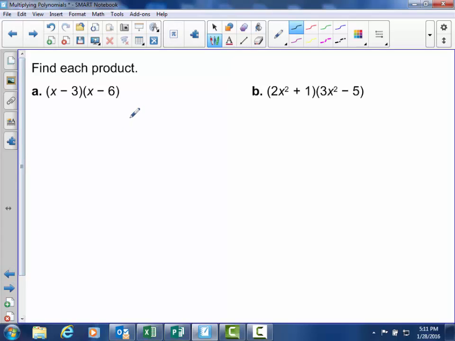All right, so on A here, I want you to go ahead and multiply that out. Go ahead and pause the video and work it out, and then we'll talk again in a minute. Okay, so hopefully you paused the video and everything, because I'm just going to give you the answer. You should have arrived at x squared minus 9x plus 18. If you didn't, you probably want to ask for help.